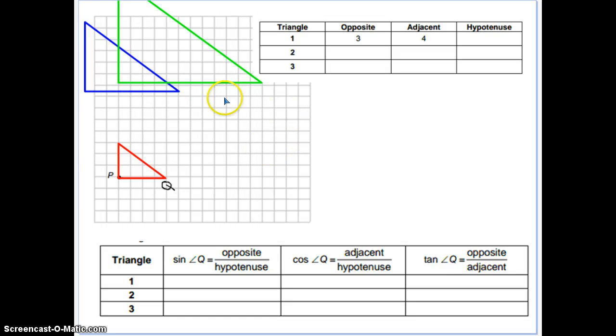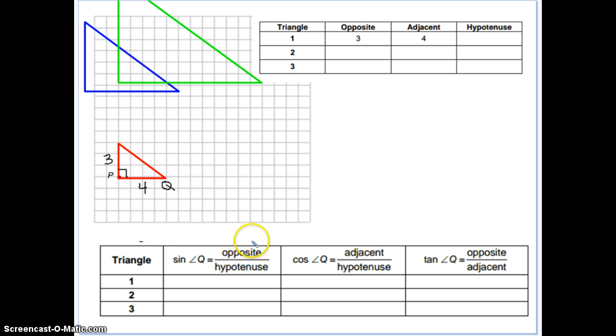In this video, we're going to be discussing trig ratios and how the sides of a right triangle relate to each other. We're going to start off with this first triangle where P is going to be our right angle. The vertical leg is going to be 3 units long. The horizontal leg is going to be 4.